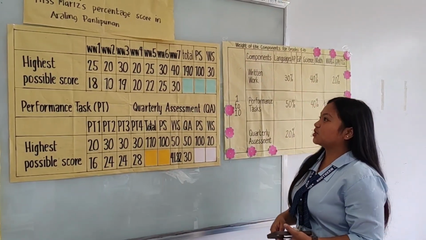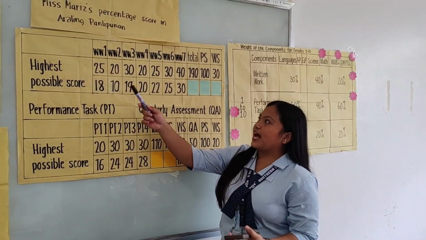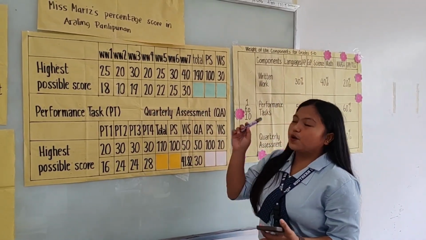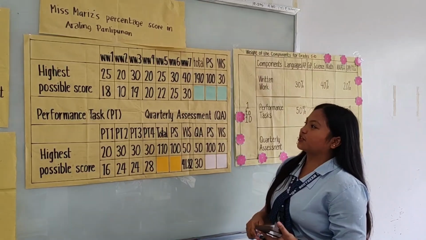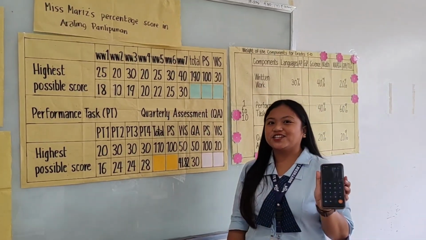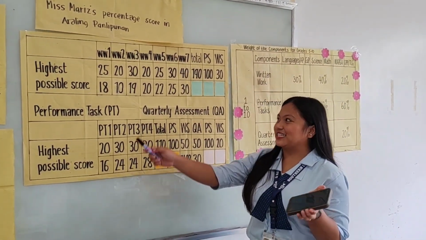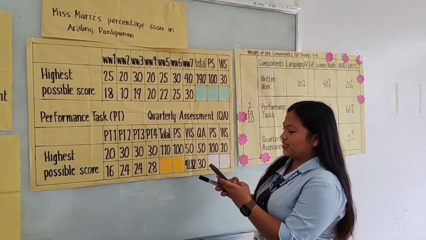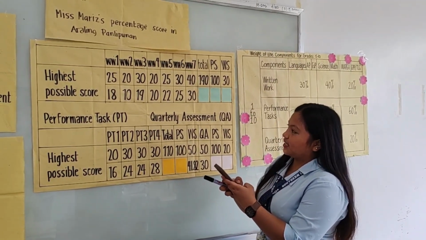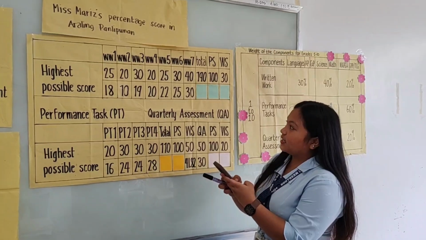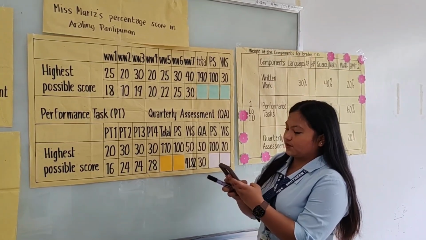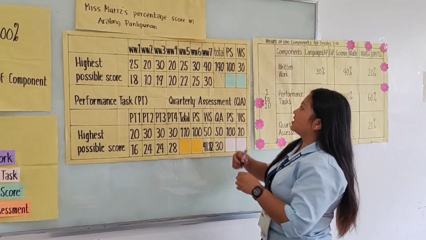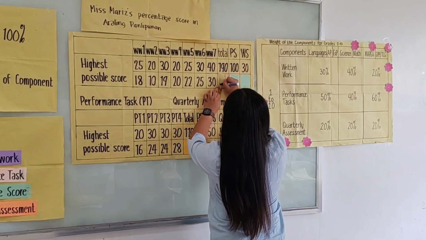To get the percentage score, we must first add the total raw score of Maurice from written work number 1 up to written work number 7. I have here a calculator so that we can easily add these raw scores. First, 18 plus 10 plus 19 plus 20 plus 22 plus 25 and plus 30. So the total is 144.